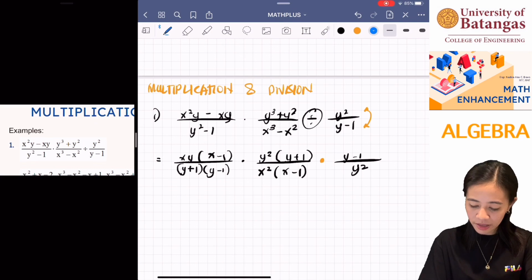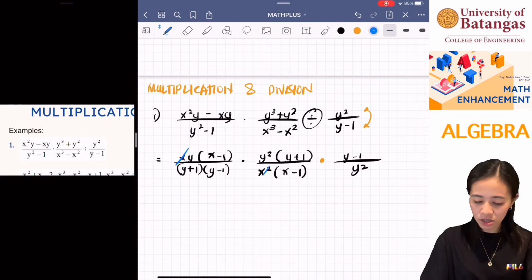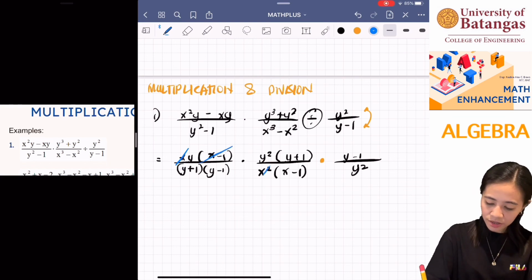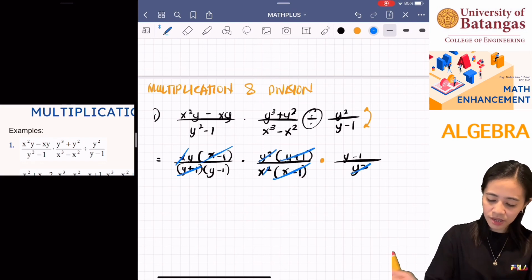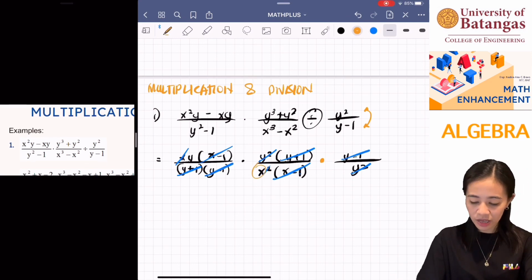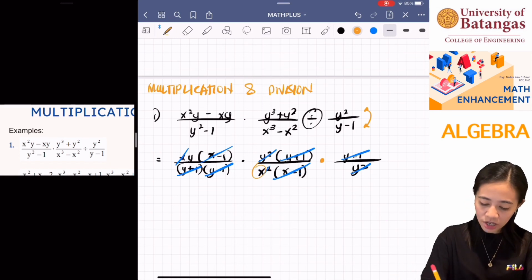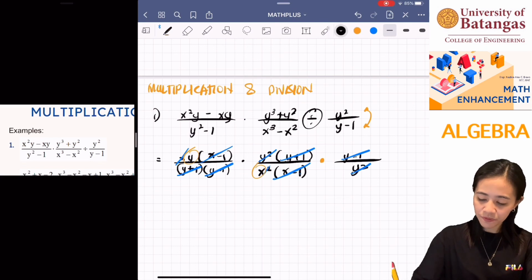So, ano ba yung napansin natin? I noticed that you have an x in the numerator, so makakancel yung isang x sa denominator. You have an x minus 1, cancelled. You have y squared, cancelled. You have y plus 1, cancelled. And you have y minus 1, cancelled. Kung may natira man dito, ito yun. Di ba? May isa tayong x na natira, at saka pala y. So, our answer will be y over x.